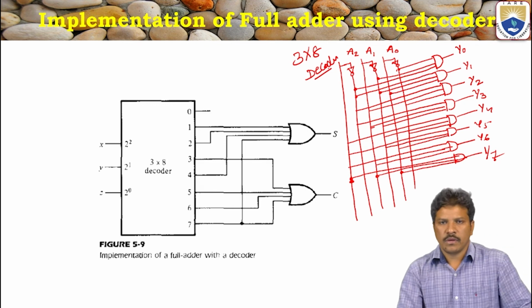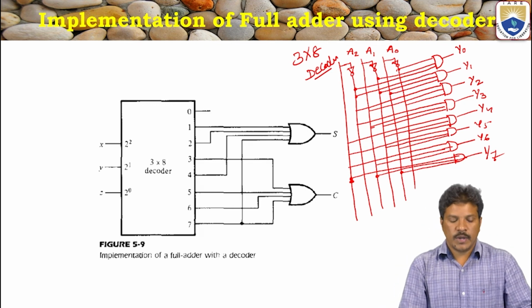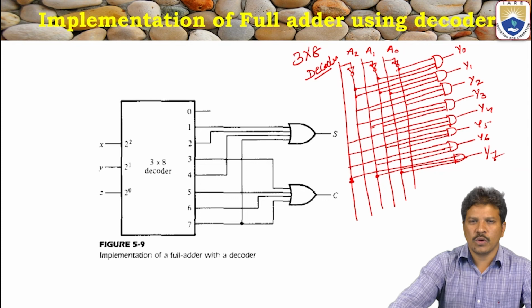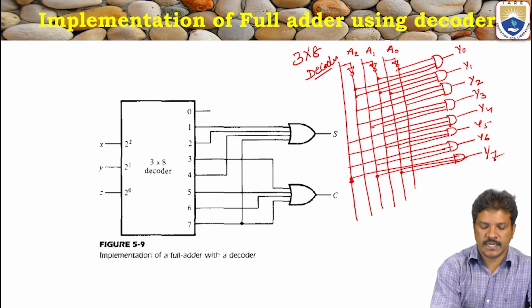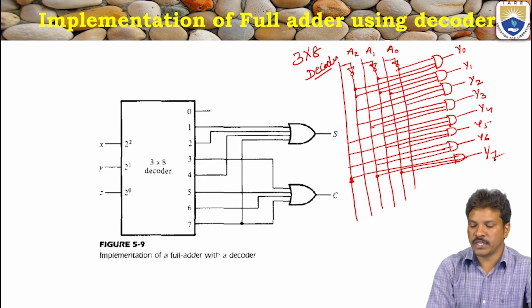Likewise, we can get the 3 to 8 decoder. And also, with the help of a decoder, we can implement any Boolean function. Let us see this example, implementation of a full adder using a decoder.